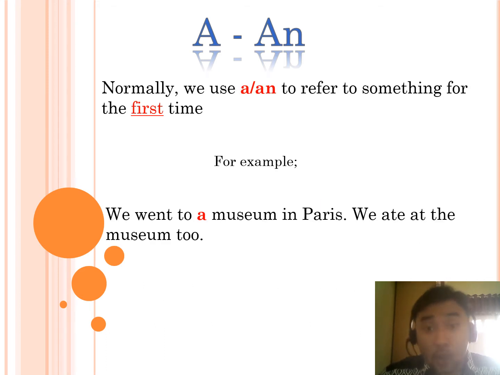Normally we use a or an to refer to something for the first time. Juga bisa digunakan untuk menyatakan satu hal yang pertama kali, yang pertama kali kita lakukan dan pertama kali kita experience. For example, we went to a museum in Paris. We ate at the museum too. Nah, we went to a museum in Paris. Nah, ini pertama kalinya kita ke museum yang ada di Paris, seperti itu. Nah, itu ya, a museum.